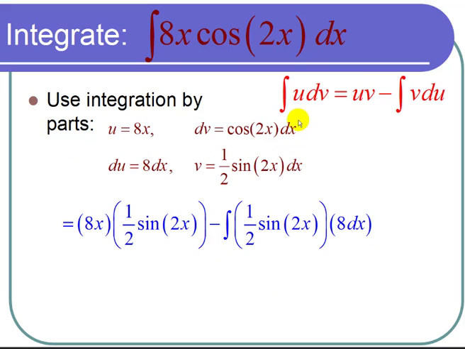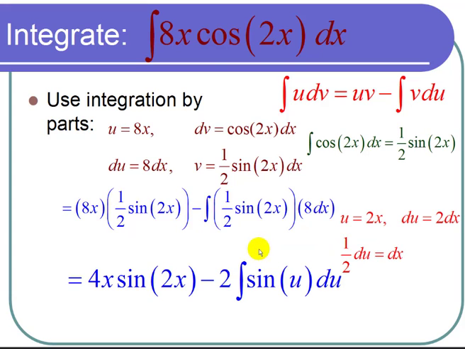Now I substitute into our integration by parts formula. We have our u, which is 8x. Here's our v. And then we go minus the integral of, here's our v times du. So let's simplify this, and we need to integrate.